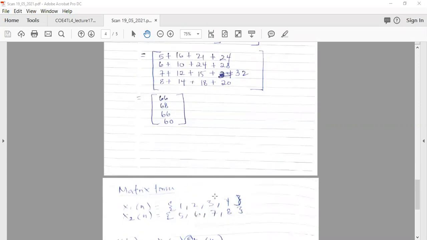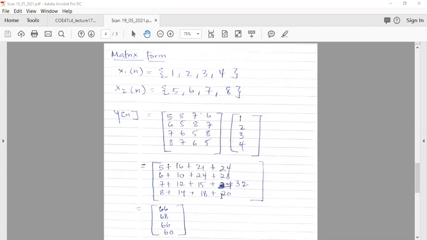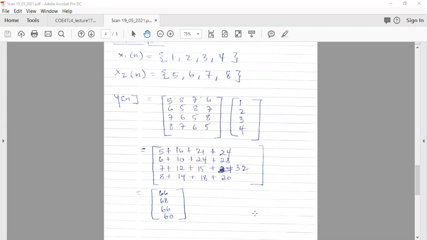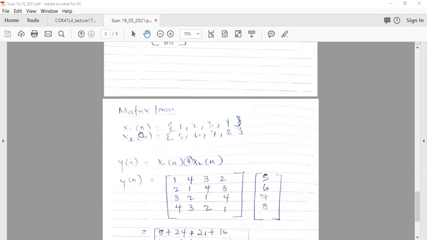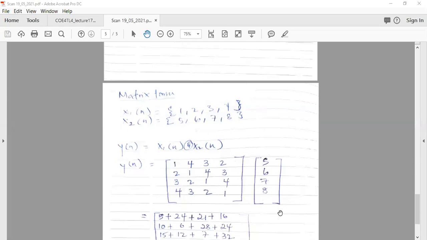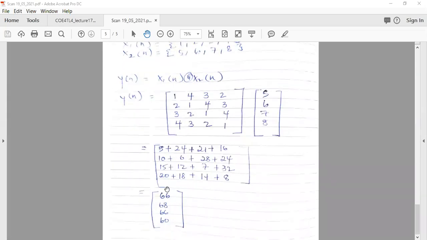Okay. The other thing is, as you know, convolution is commutative. Not the matrix method, what I mean is the convolution is commutative. That means x1 convolved with x2 is equal to x2 convolved with x1, convolved either way. Likewise, if we flip x1 of n and keep x2 of n as it is, you're going to end up with the same convolution.